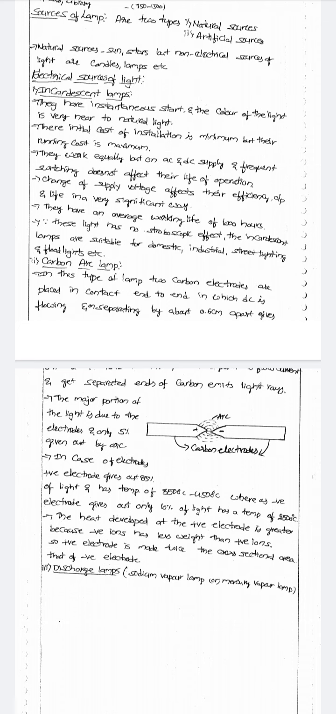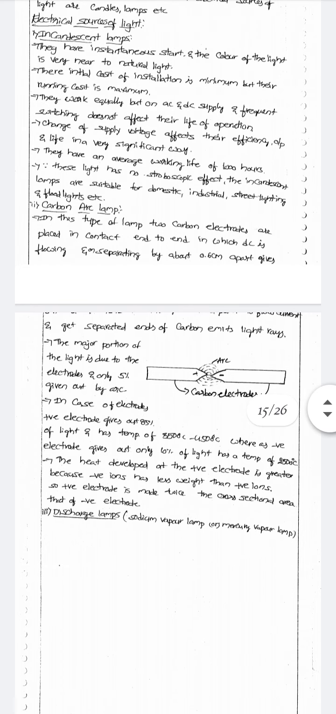Next one is the carbon arc lamp. In this type of lamp, two carbon electrodes are placed in contact end to end, on DC supply, and then separated by about 0.6 centimeters. The separated ends of the carbon emit light rays. The major portion of the light comes from the electrodes and only 5% from the arc.